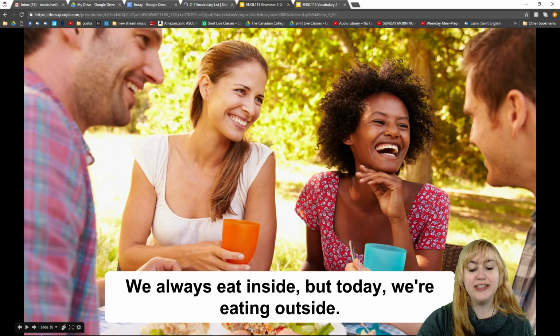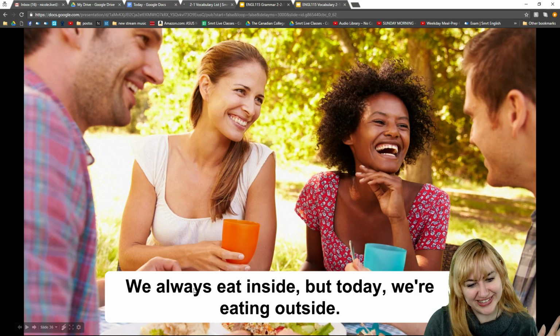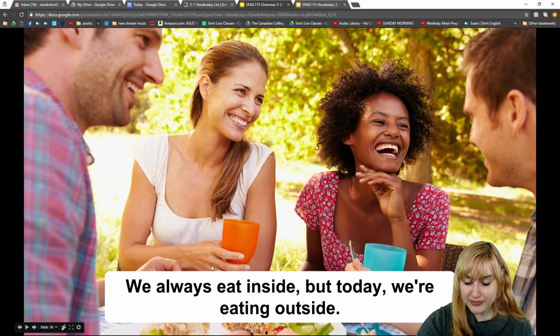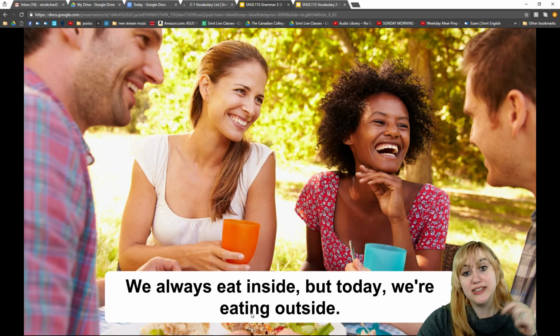Let's see. Good. We always eat inside, but today we're eating outside. Well, I guess it's not really always then, right? Almost always. So we almost always eat inside, but today we're eating outside. This first eat is present simple because we're talking about always. The second eat, eating, is present continuous because we're talking about now. So far, so good?